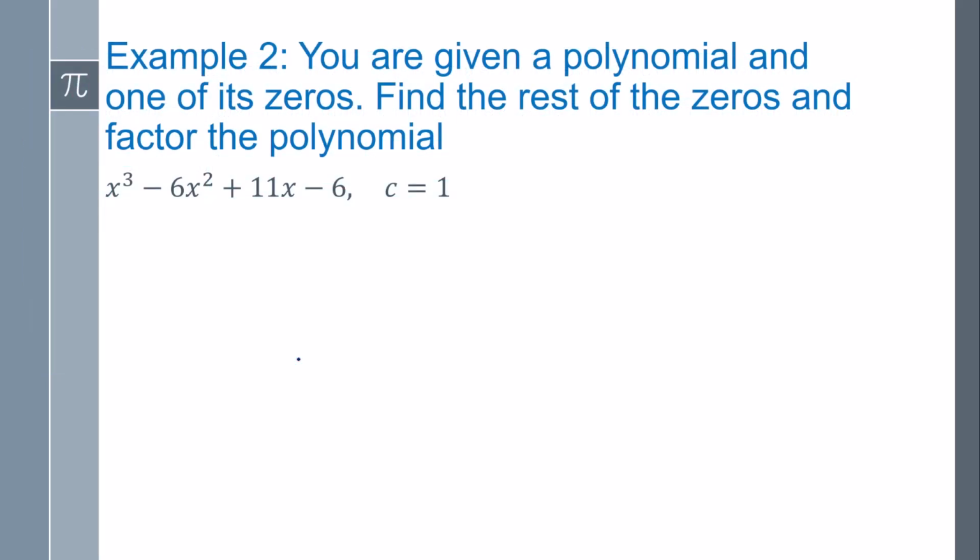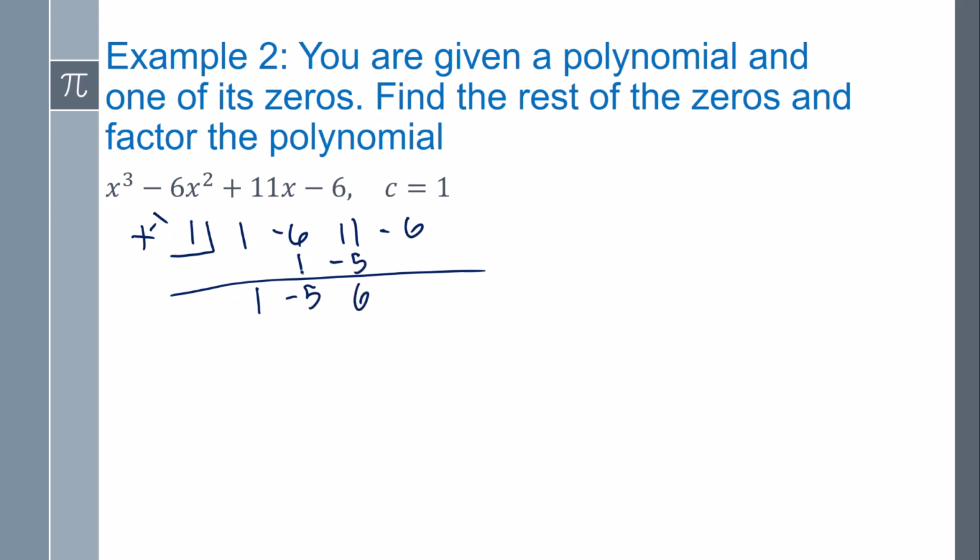So let's look at this one. You are given a polynomial and one of its zeros. Find the rest of the zeros and factor the polynomial. If I know that that's a zero, I can put that in the box. This is going to be x minus 1, x minus c, or x minus your zero. And I can write out 3, 2, 1, nothing. There are no placeholders necessary. Add straight down, multiply, add straight down, multiply, add straight down, multiply, add straight down.